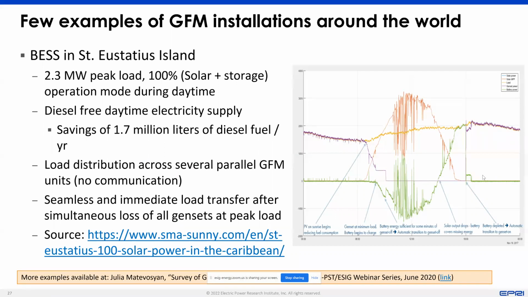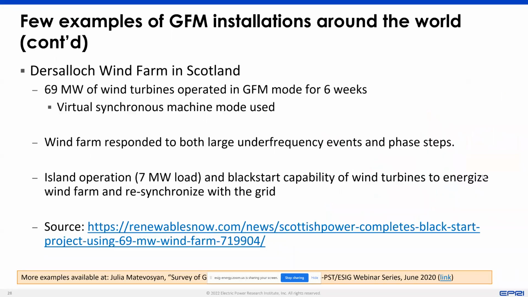So a lot of this, actually the next couple of slides, are from Julia's presentation that she had in 2020 on grid forming installations around the world. I'm sure there are probably a little bit more since Julia presented this. So maybe we can have Julia make the next presentation on, again, installations around the world. But here again, there's a battery in the St. Eustatius Island where essentially it's both solar plus storage. There's seamless transfer between loss of the generator sets that were there even at peak load. There's several parallel grid forming units. There's no communication across them, so they pretty much operate in a seamless manner.